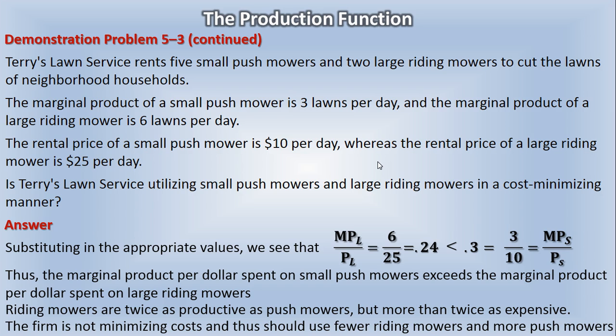So that relationship between the marginal products and the prices is really important and can be applied to any situation in which there's varying amounts of inputs that are being used, and you know their prices and you know their marginal products. So you can use this relationship to figure out, are you using it in the most cost minimizing fashion?